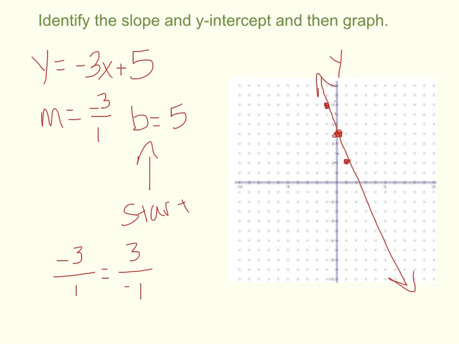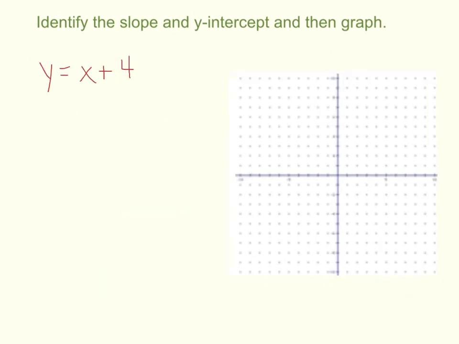Alright, one more. y equals x plus 4. I did this one because sometimes we get confused when they're very simple. We got to remember our m is directly in front of x. Well, what number is in front of x? A 1. So really our slope is 1 over 1, which means my b is 4.